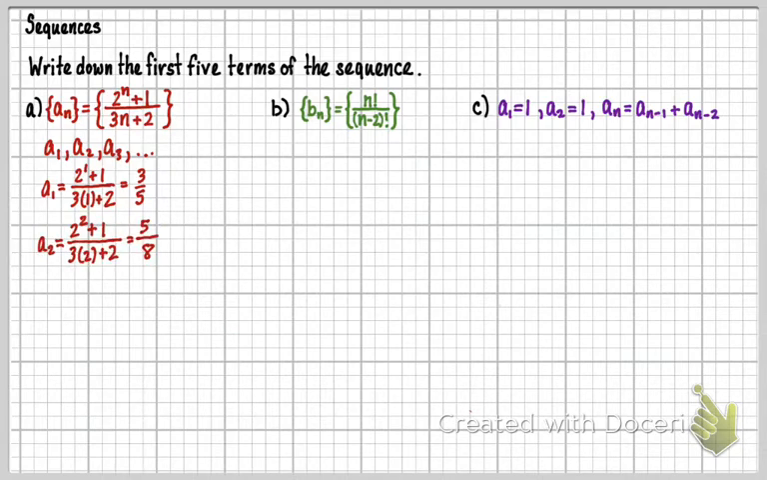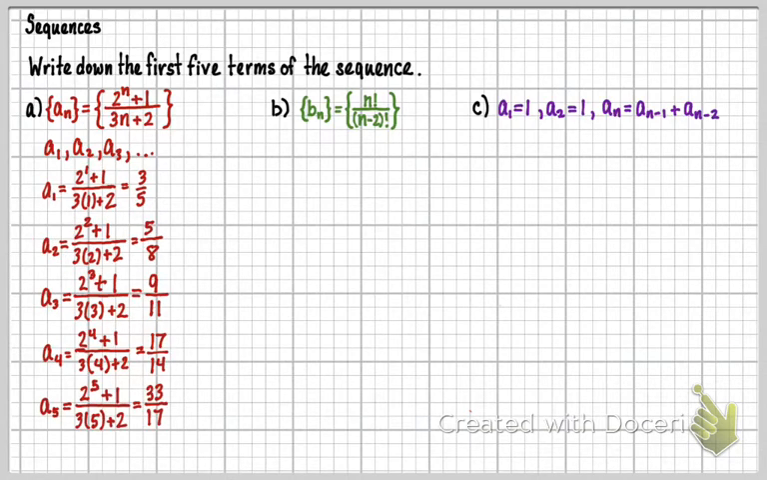So a3 is going to equal (2 to the third + 1) over (3 times 3 plus 2), and that's going to equal 9 on top over 11 on the bottom. I'm just going to continue this process down to a5, and we get the rest of these problems this way.